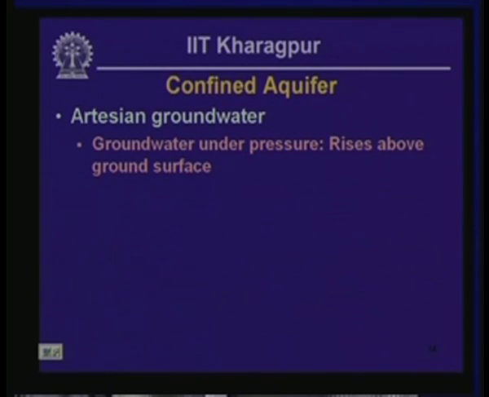Now, getting back to confined aquifer, to introduce the concept of artesian groundwater. As we have already learnt, artesian groundwater is groundwater under pressure, and as a result, because of the pressure, it actually rises above the groundwater surface. Now let's consider an example here.